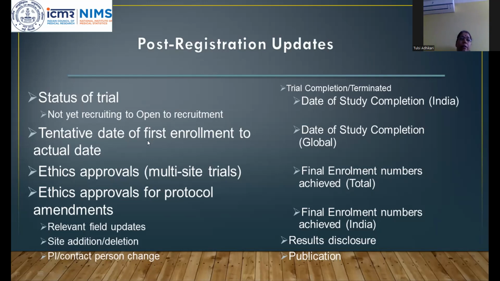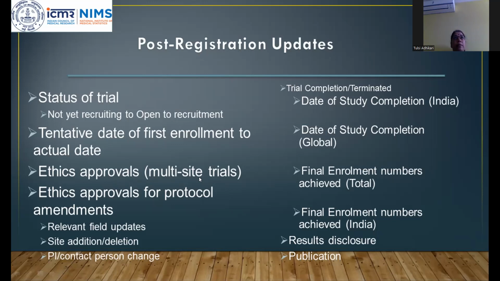So the tentative date will change to the actual date of first enrollment, and the ethics approval, if it's a multi-site trial, and initially you have submitted the ethics approval for one or two sites. On the basis of one or two ethics approvals, though we registered the trial, it is only for those sites who have submitted the ethics approval. Other sites have to submit their ethics approval, and only then can they start enrollment at that particular site.